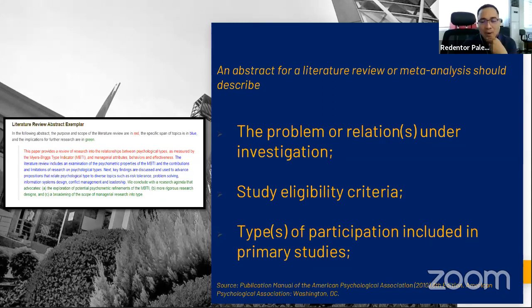Another one, we have types of participation included in the primary study. You will notice in the example that is given, the literature reviews are set in red. Then the specific span of topics is in blue. And of course, the implication of the literature review on that specific abstract is written in green. Okay, so that's it.